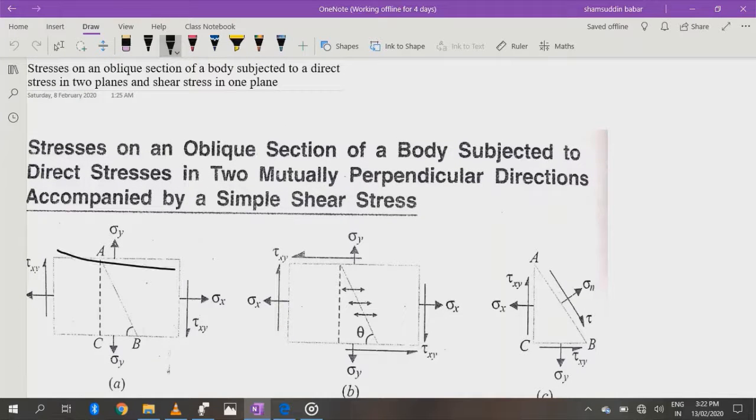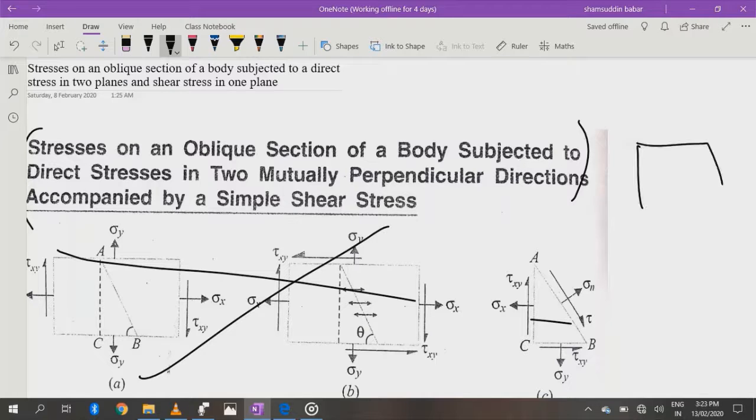Now initially ignore this figure. Okay, we will make this figure using this statement. Now we are going to find out stresses on an oblique section. Okay, oblique section is, for example, this is a body, and oblique section will be like this.